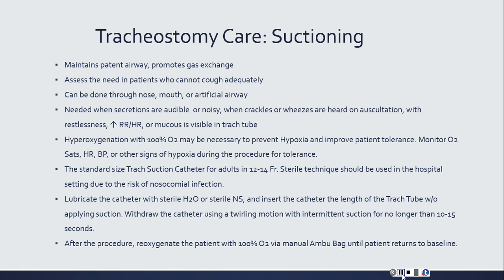All right. The standard trach suction catheter for adults is 12 to 14 French. Sterile techniques should be used in the hospital due to the risk of nosocomial infection. You'll lubricate the catheter with sterile water or sterile normal saline and insert the catheter the length of the trach tube without applying suction. That's the important part. You do not apply suction on insertion.